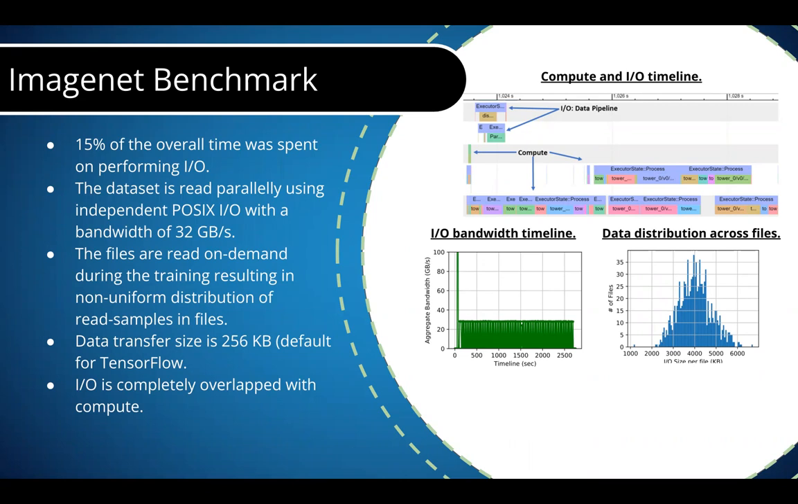Because of this, there is a non-uniform distribution. If you look at the lower right corner here, you'll see that some files are read more than others. That's basically because of that. And the transfer size, when we looked at it again, was the default 256 kilobytes, and all the IO that we saw was completely overlapped with the compute going on behind it.